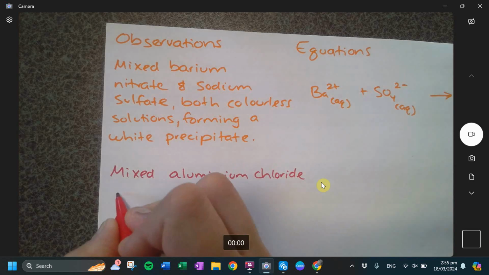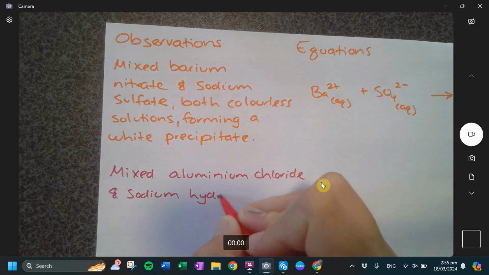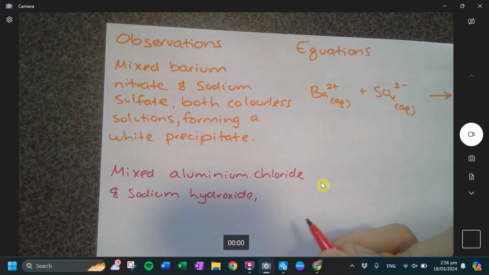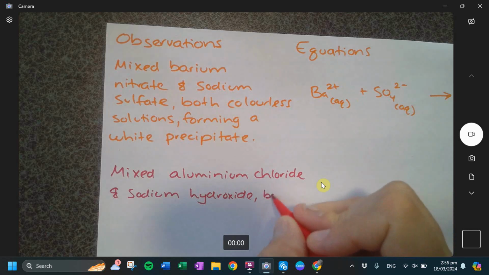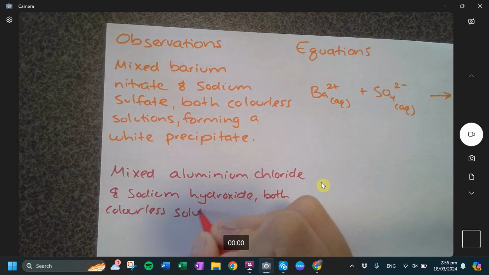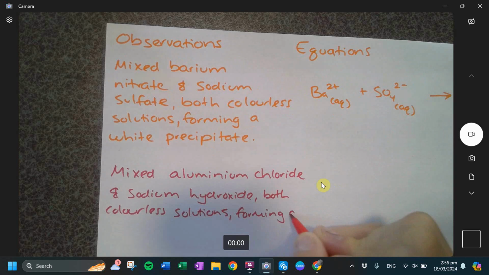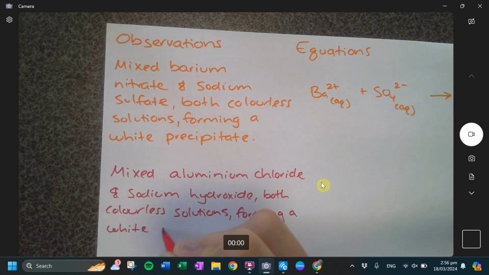Sorry, aluminium chloride and sodium hydroxide. Are they both colorless solutions? Yes, both colorless solutions. And then it formed what? Does that white precipitate look like the one we saw previously? No. And why? It's more jelly-like, and the reason why is because it's not the same ionic compound.